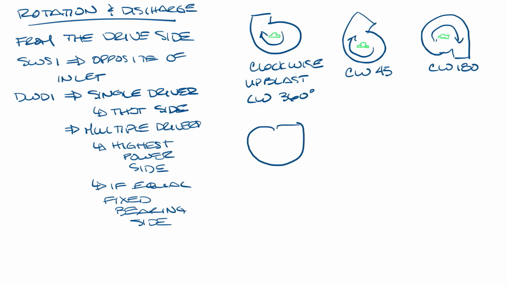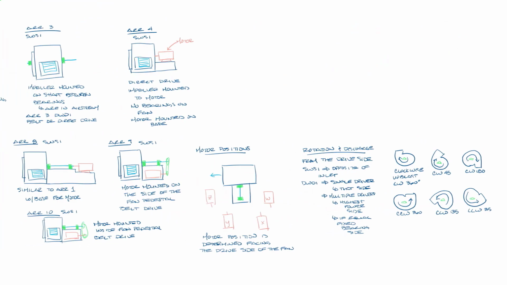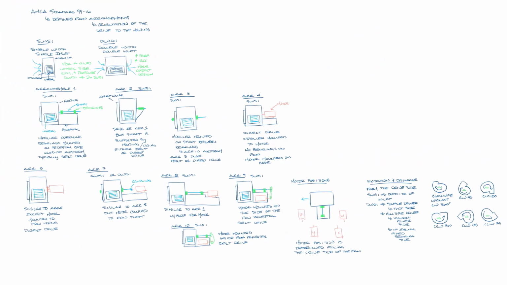Now, if it's rotating like this, then this is counterclockwise up blast, so counterclockwise 360. This is going to be a counterclockwise 135, and then this would be counterclockwise 315. So you get the idea. Now you know how to tell rotation and discharge position and arrangements. We'll pull them all back on screen.